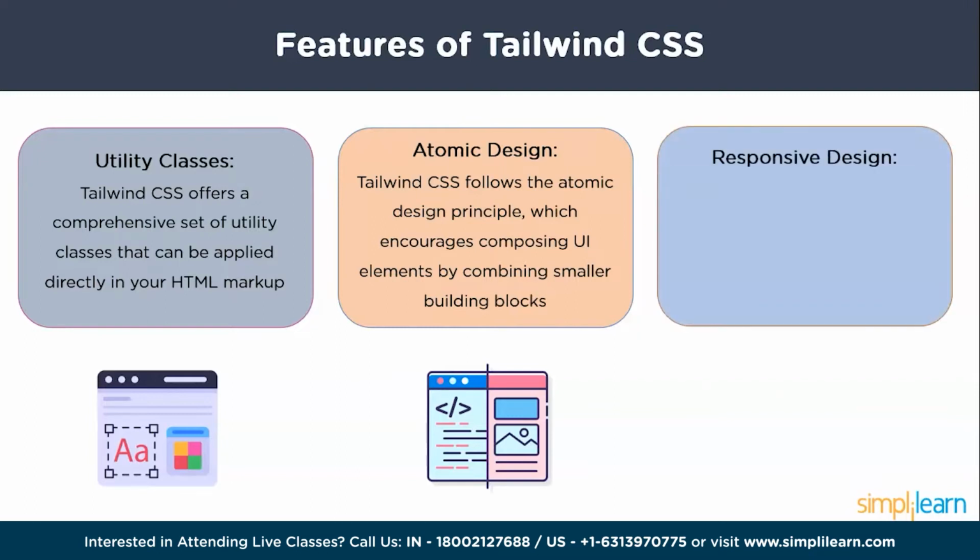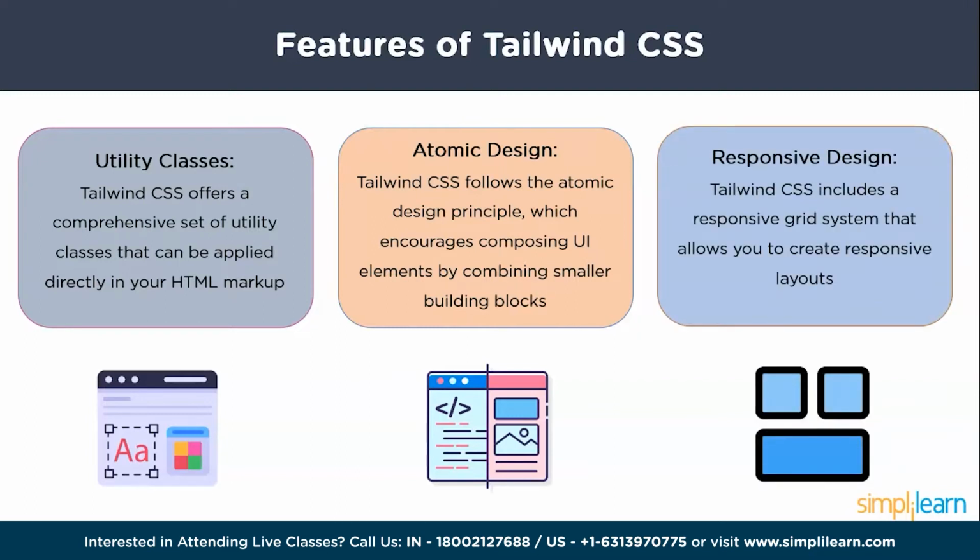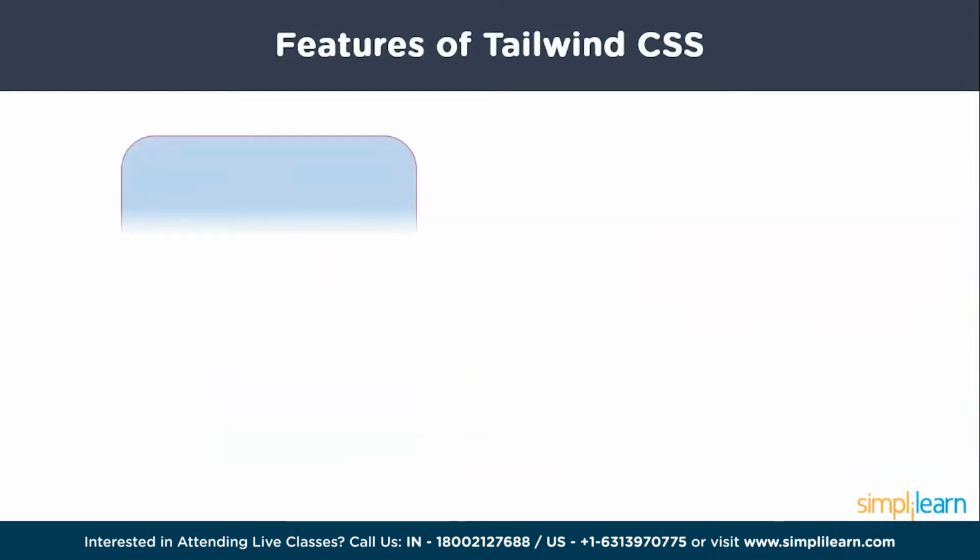The next one is responsive design. Tailwind CSS includes a responsive grid system that allows you to create responsive layouts. You can define different sizes and alignments for various screen sizes using responsive classes like SM, MD, LG, and XL.